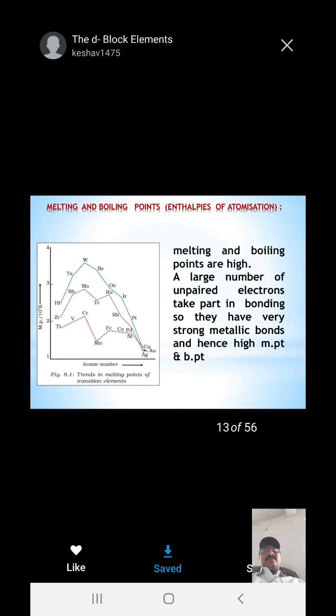Okay, right. Then melting and boiling points. Melting and boiling points are very high compared with the neighboring s and p block elements, because here a large number of unpaired electrons take part in bonding, since the (n-1)d orbitals contain a number of unpaired electrons. They all take part in chemical bonding. That's why they have strong metallic bonds. Hence they show high melting and boiling points.